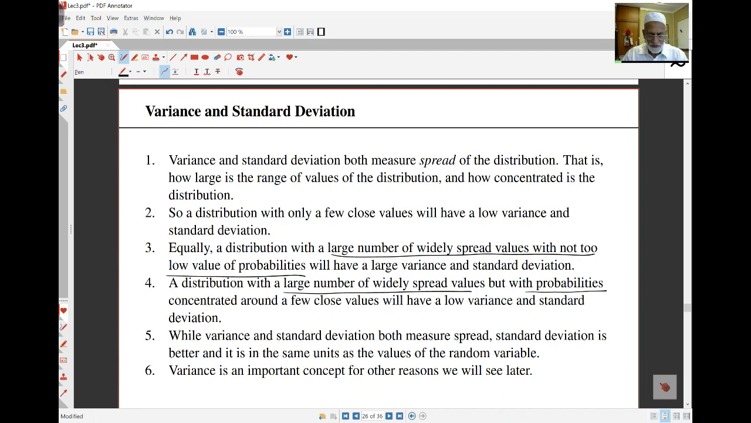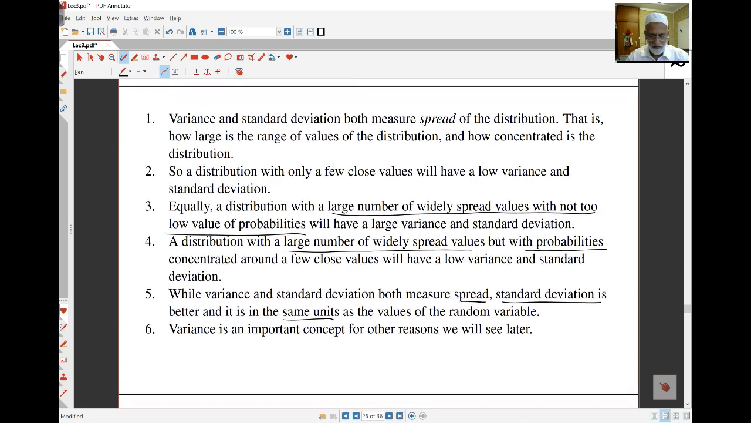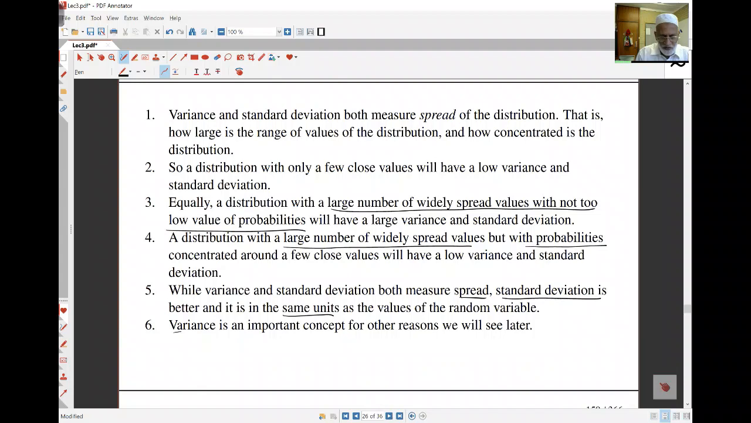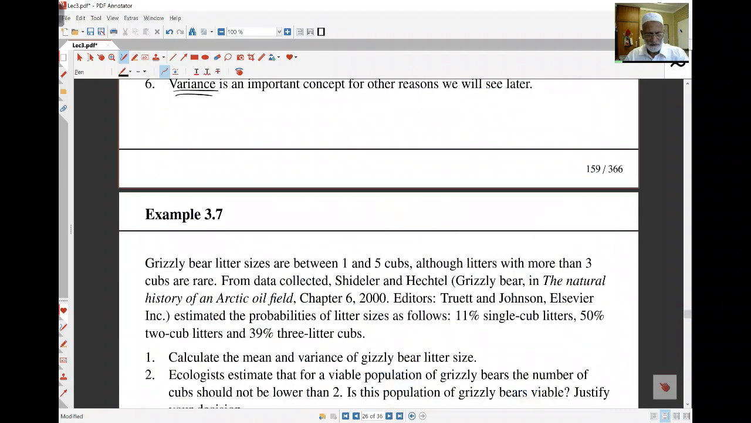And while variance and standard deviation both measure spread, standard deviation is a little better because it's in the same unit. If you look at variance, it's squared. So I'm looking at something like the weight of a person in kilograms. Variance is in kilograms squared, whereas standard deviation is in kilograms, back in the same units as the original measurements. So standard deviation is a better measure of spread. And variance, however, has its own importance, as we'll see later on.